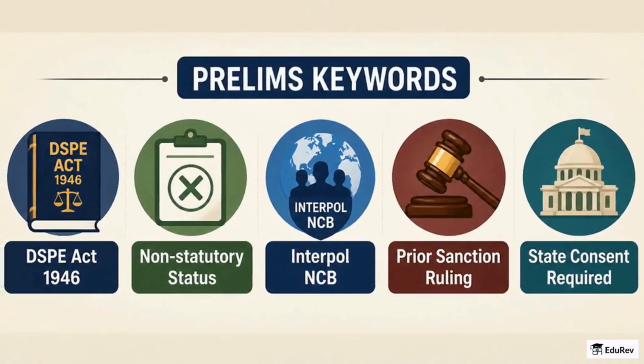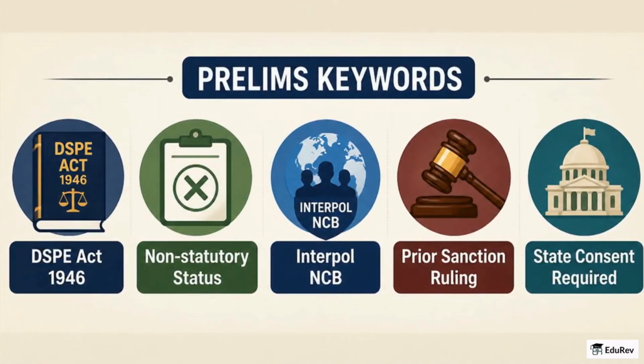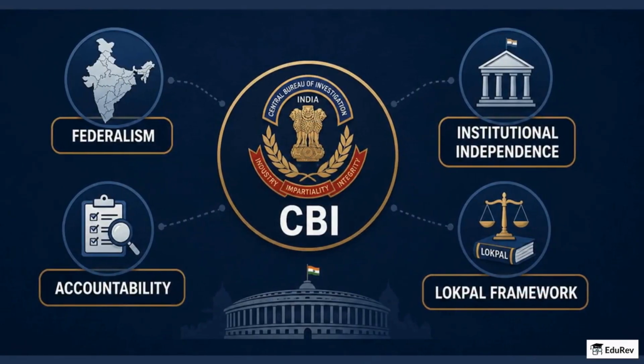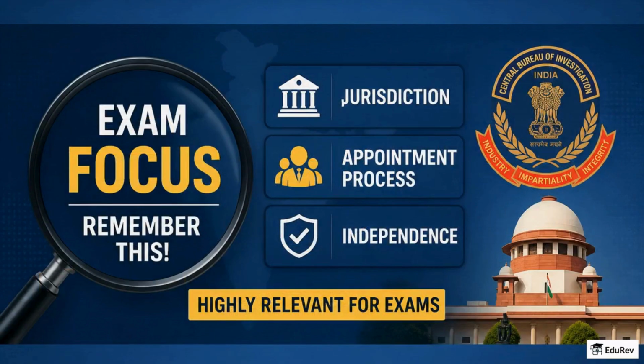For prelims, remember keywords: DSPE Act 1946, non-statutory status, Interpol NCB, prior sanction ruling, and state consent requirement. For mains and interviews, link CBI's role to federalism, accountability, institutional independence, and the Lokpal framework. This topic is very important for your exams because questions often test jurisdiction, appointment processes, and independence of investigative agencies.